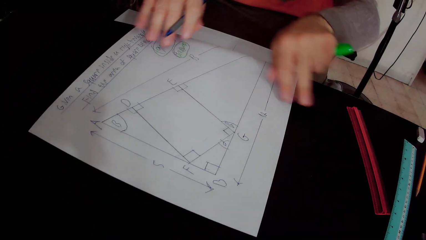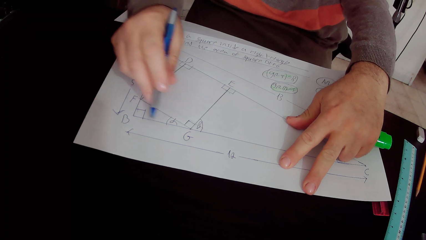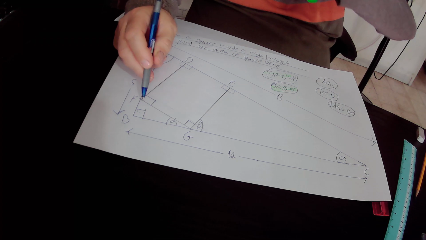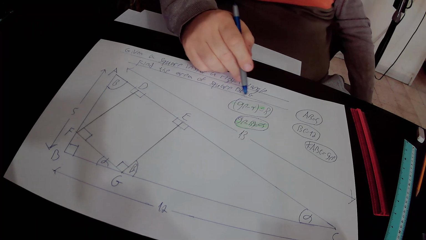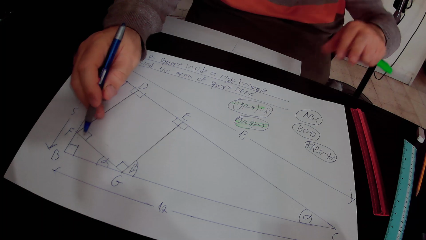In the next step, we focus on the small right triangle, triangle FBG. In the small right triangle FBG, this angle equals alpha, this angle equals 90 degrees. Therefore, the missing angle here must be equal to 90 degrees minus alpha. But 90 degrees minus alpha equals beta, therefore the missing angle here equals beta.